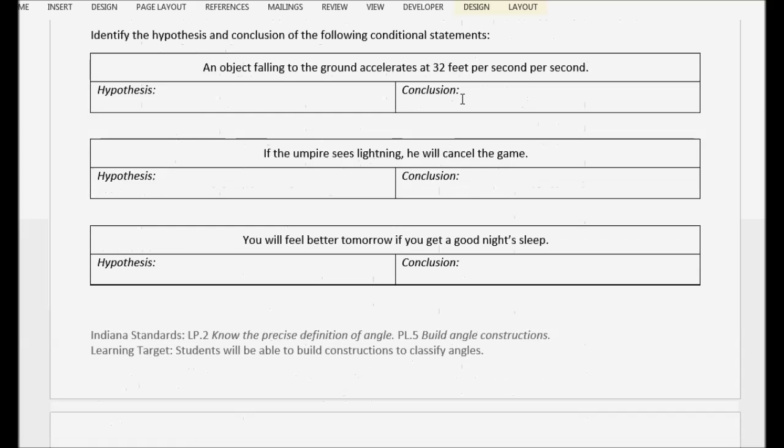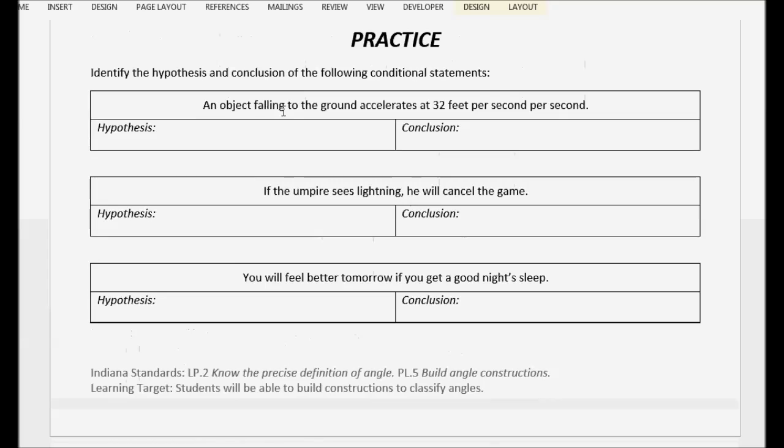In the practice problem, we have the sentence: an object falling to the ground accelerates at 32 feet per second per second. The question here is, what happened first? What's the subject of this sentence? And it's the object falling to the ground. So we say an object falls to the ground. Notice that my hypothesis is itself a complete sentence. The conclusion is that the object accelerates at 32 feet per second per second.